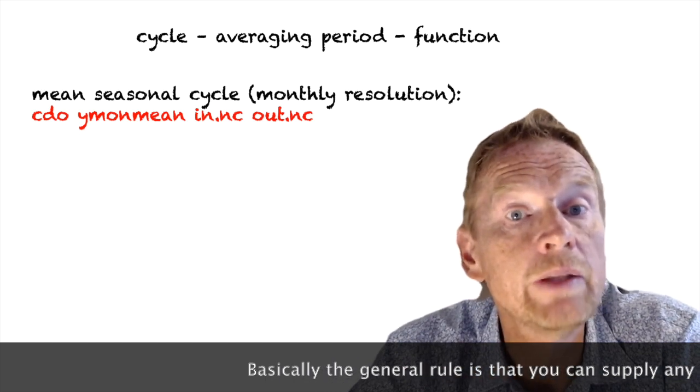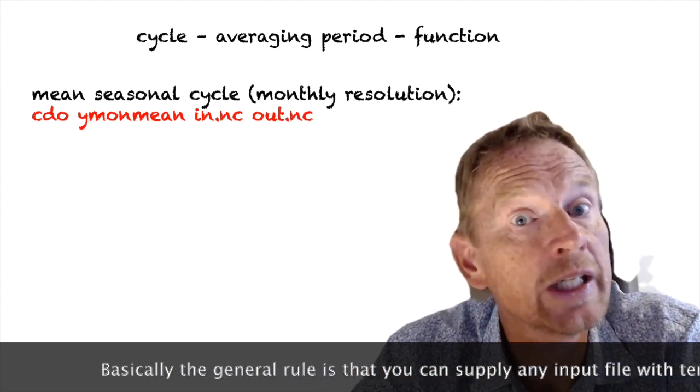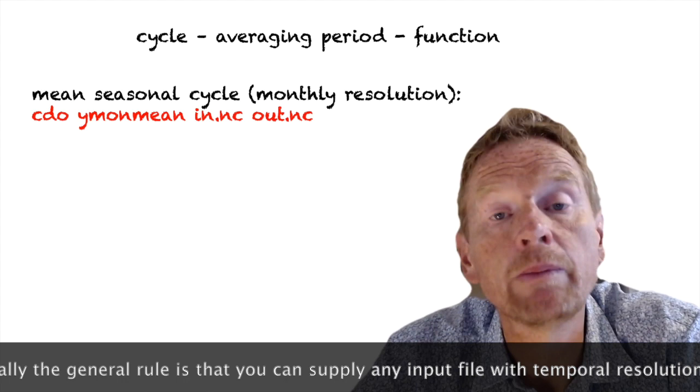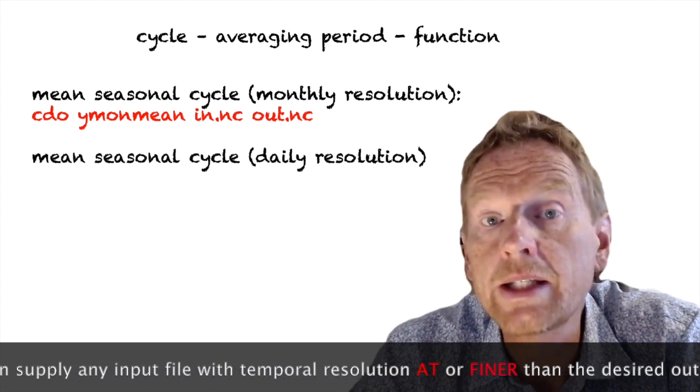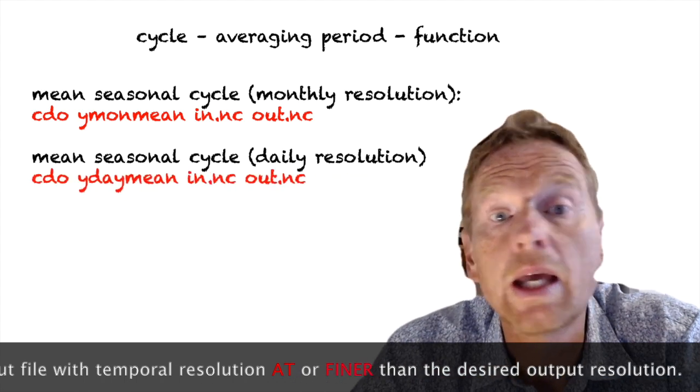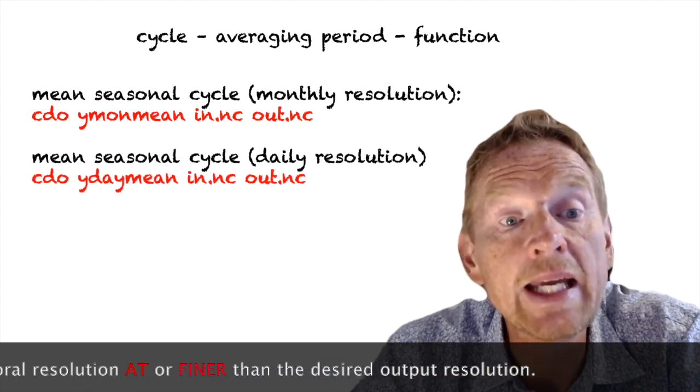So you could actually give an input file which was 10 years of daily data, and the output would then be the average seasonal cycle at a monthly resolution. The next example then is a mean seasonal cycle, but now at daily resolution.